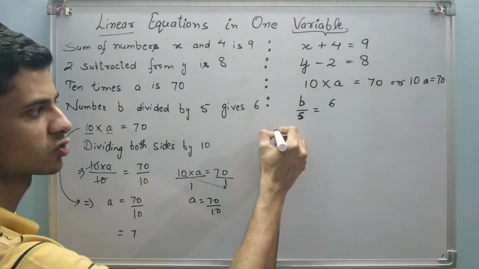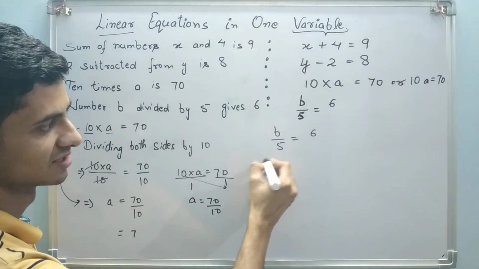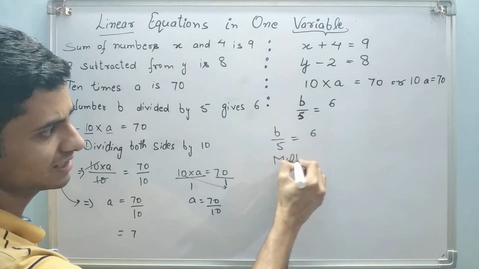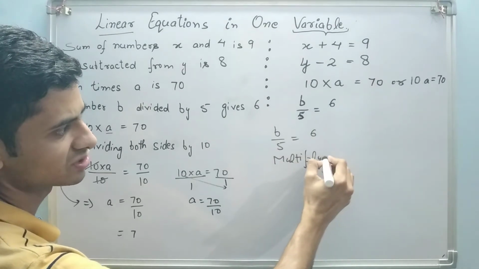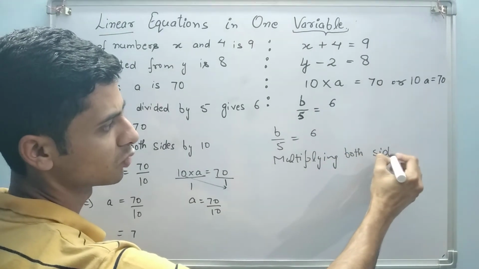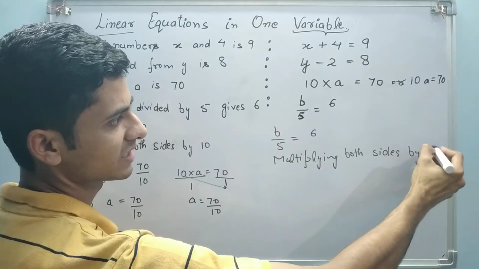Now let us see how to solve the equation having division involved. b upon 5 equal to 6. To remove this 5 from the denominator, let us multiply both sides by 5. So what do we get?